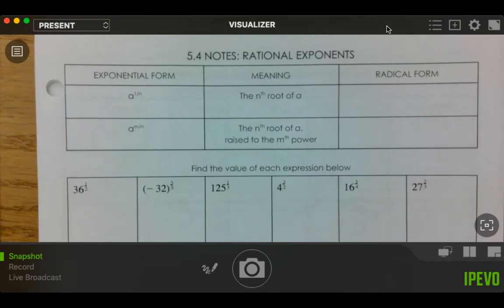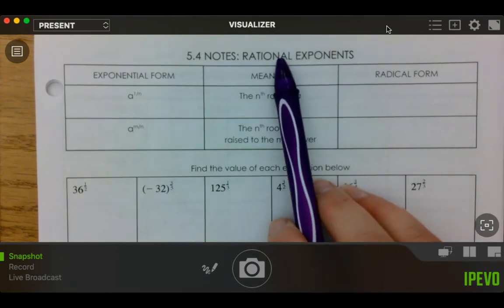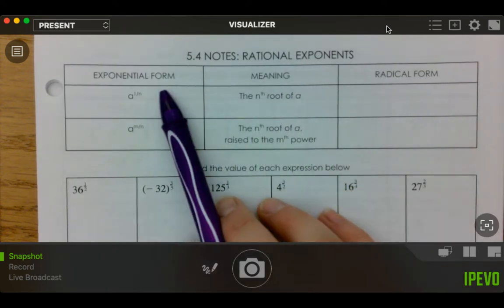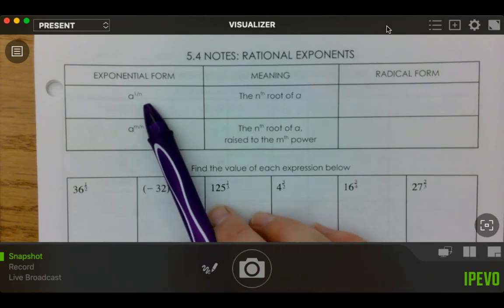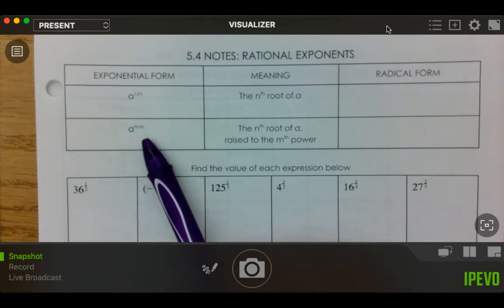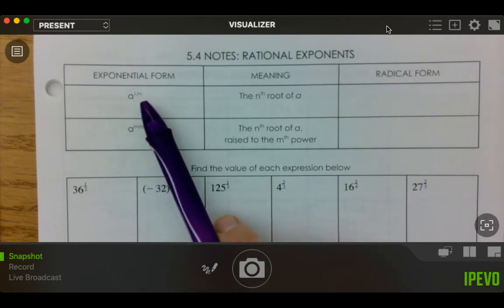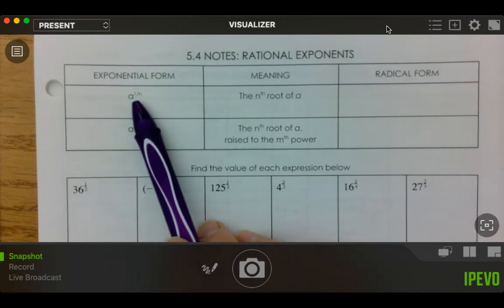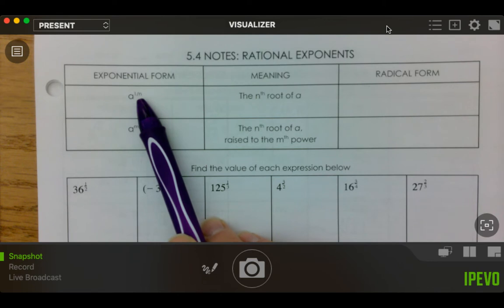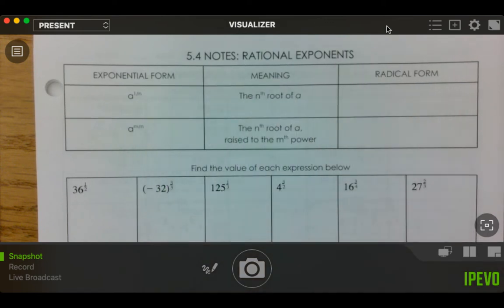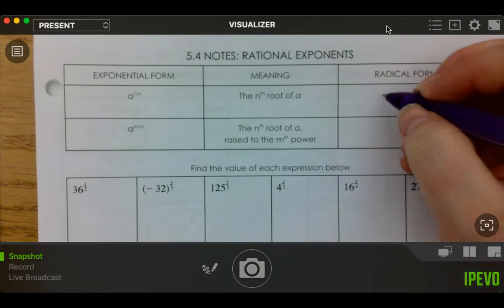Welcome to lesson 5.4, rational exponents. Whenever we talk about things that are rational, I always call this fractional, meaning that this is a fractional exponent. No, that's not a word. Yes, I made it up. So when you have a fraction in your exponent, if the denominator is n, then you have the nth root of a. Whatever that denominator is becomes the root.